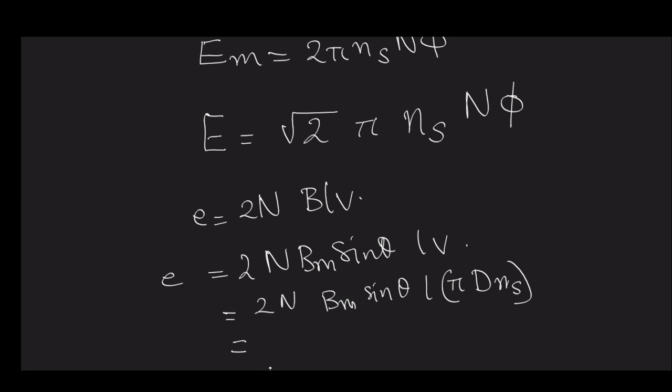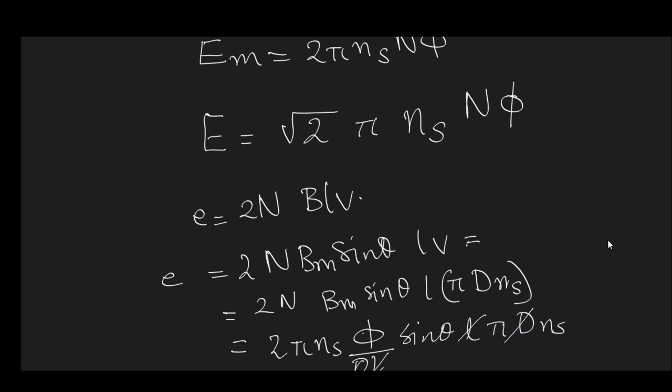This E is equal to N S. Now here let us replace this Bm by our phi by S. So what we'll see is that the terms will cancel out each other, leaving us with, so from this again we are getting this expression of E, that is 2 pi, the same expression, N S sin omega t. Capital N should be there.